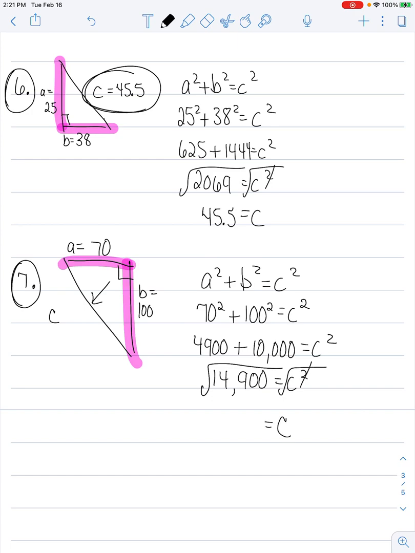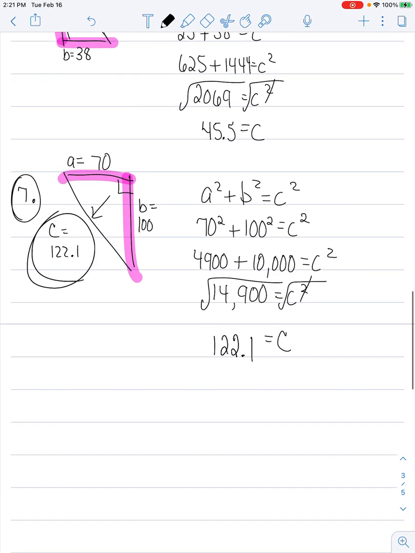So our c, or our hypotenuse, is about 122.1 units long. 122.1, and that makes sense because I have a 70, a 100, and my longest side is 122. It's kind of close to it, but clearly bigger.